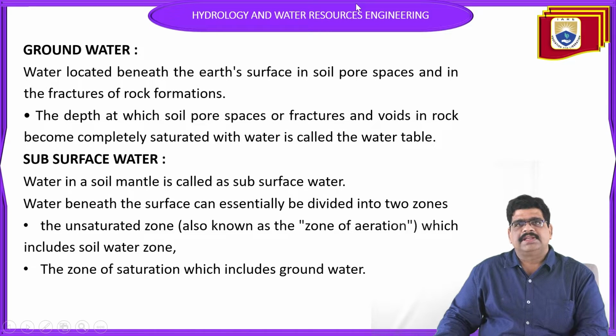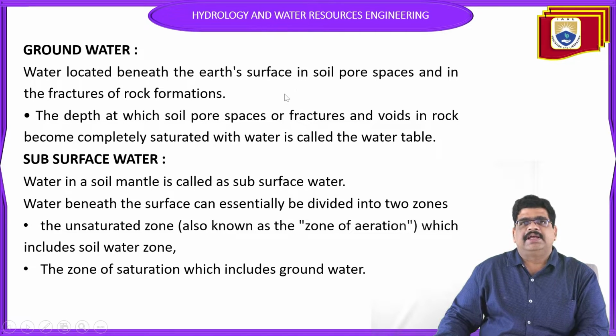Groundwater is the water beneath the earth's surface, in soil pore spaces and in fractured rock formations. The depth at which the soil pore spaces, fractures, and voids of the rocks become completely saturated with water is called the water table. The availability of this water is called the water table.